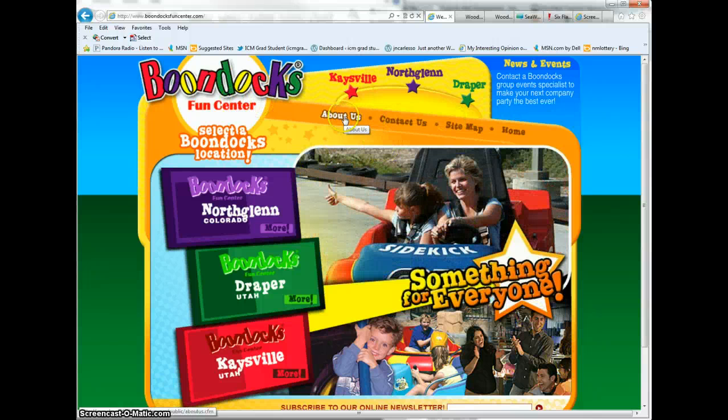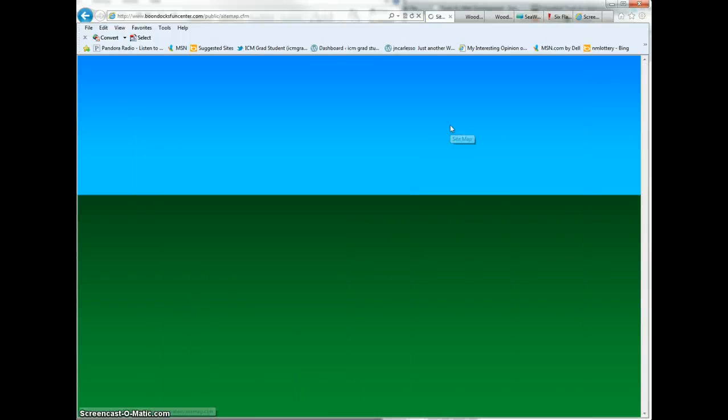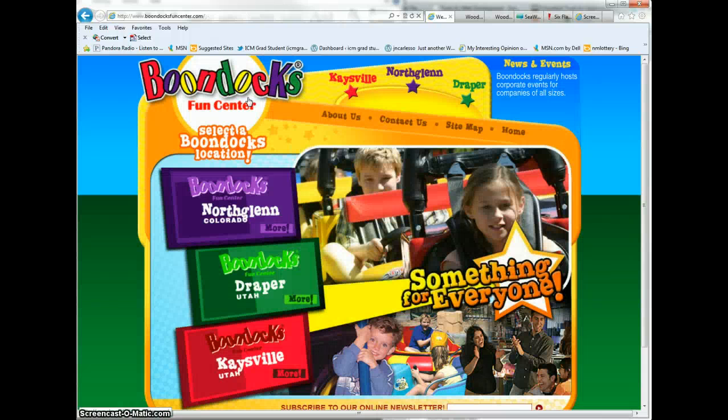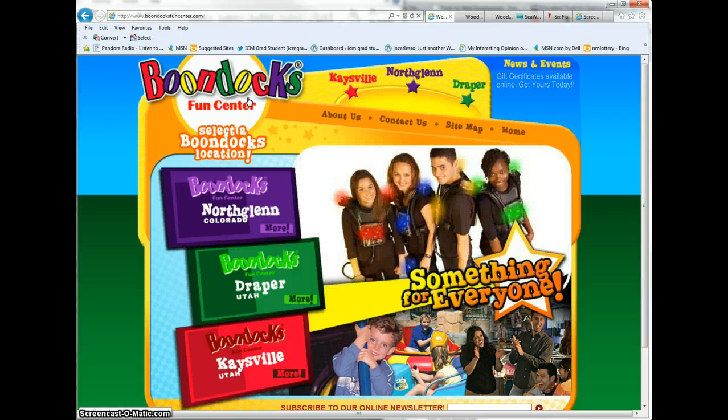The other thing that's good is that they have All About Us here. It tells you who they are, what they're up to. Again, the site map gives you everything that you want to know, and right here, you go immediately back. The built-in redundancy, I'm finding when I was doing this assignment, is really a good thing. I like that. Anyway, so that's Boondocks.